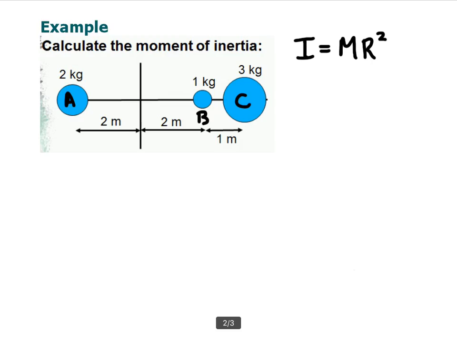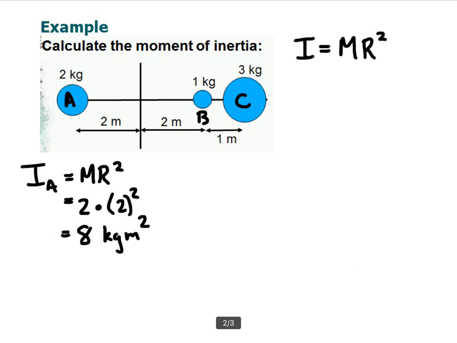So let's give each of these a label. I'll call the far left one A, then the middle one B, and then the far right one C. And we'll calculate their moment of inertia separately and then add them all together to get the total moment of inertia. All right, so for object A, we're going to use the formula for a single mass located at a distance r away from the pivot. And it's a mass of 2 kilograms. And it is located 2 meters away from the pivot. So when I multiply 2 times 2 squared, I get 8. So that has a moment of inertia of 8 kilograms meters squared.